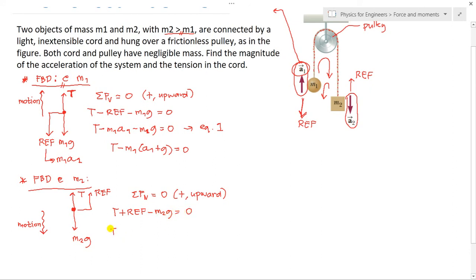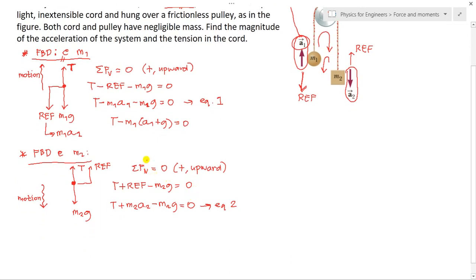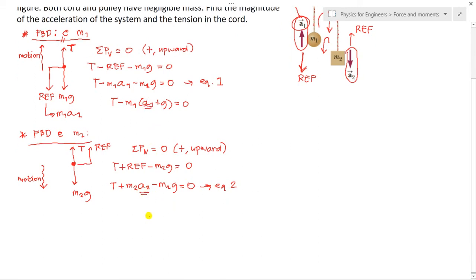And again, our reverse effective force is equal to mass 2 times the acceleration of mass 2. So T plus m2 a2 minus m2 g is equal to 0. This would be our equation 2. Since we are going to find the magnitude of the acceleration of the system, it is either acceleration 1 or acceleration 2. Combine that, so we have T plus m2 times (a2 minus g) is equal to 0. I factored out m2.